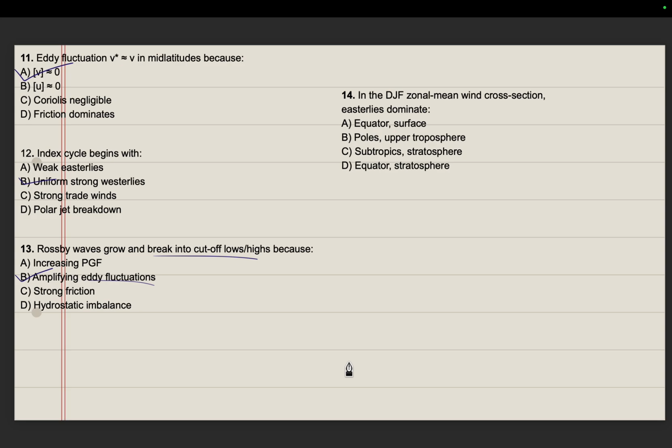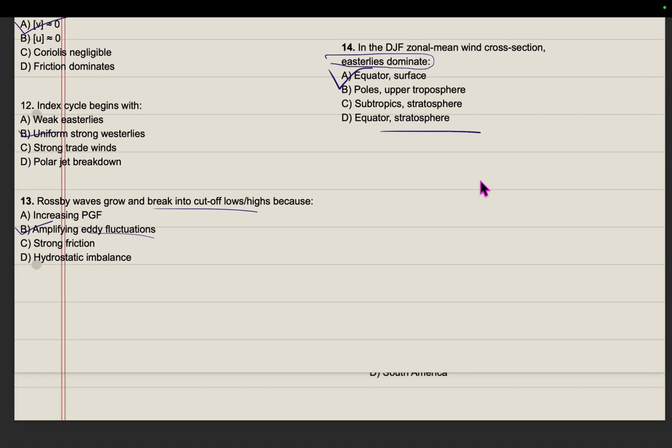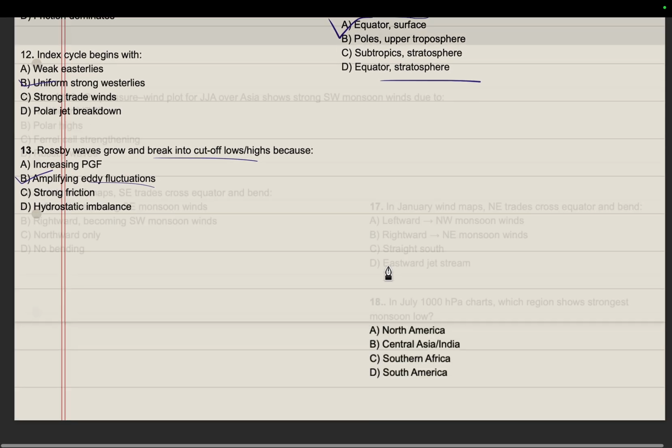Easterlies is a surface wind. Option A would be correct, I guess. In December, January, February, the easterly is still dominant at the equator and surface. Question 14, option A is correct. The easterly is not seen in the upper troposphere or stratosphere. Easterly is a surface wind. It is a low level wind. Yes, question 14, option A is correct.